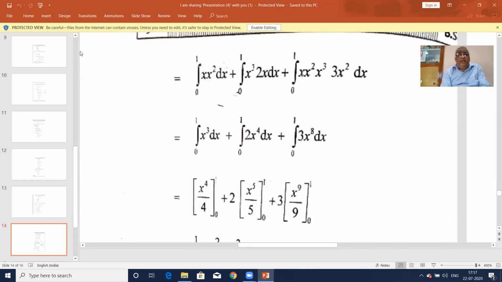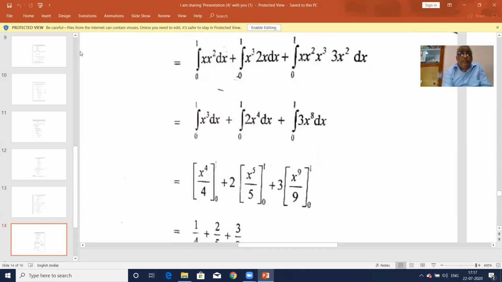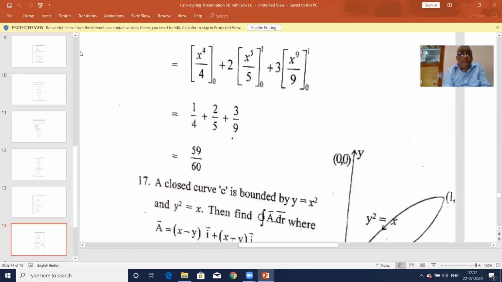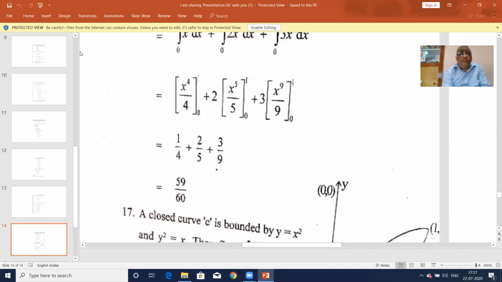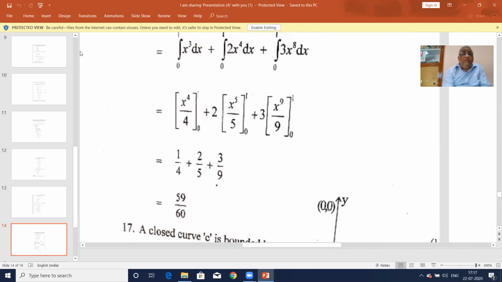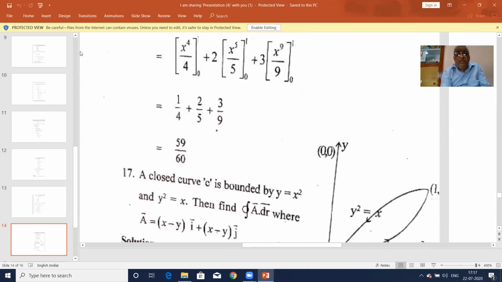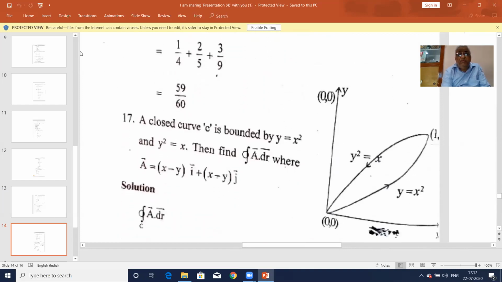Like these integrals. So find the value of this line integral. Under the limits you solve, it is 1 by 4 plus 2 by 5 plus 3 by 9. If you take the LCM, that is the answer. So this is one important problem.